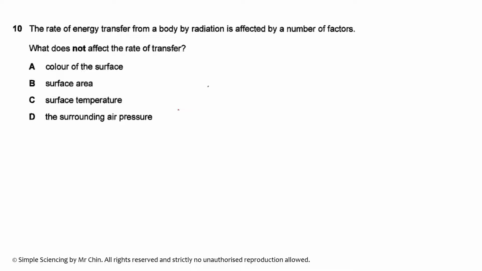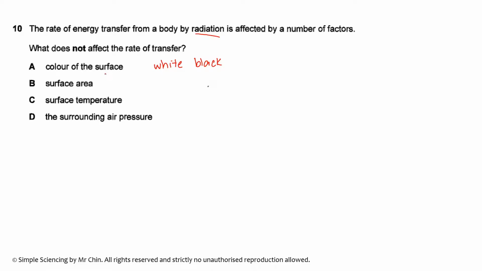Question 10. The rate of energy transfer from a body by radiation is affected by a number of factors. What does not affect the rate of transfer? So this question tests you on radiation. Okay, firstly, the color of the surface. The color of surface will affect the rate of energy transfer. Okay, so given a white surface and a black surface, the black surface will transfer energy faster than the white surface. So color of surface does affect the rate of energy transfer.